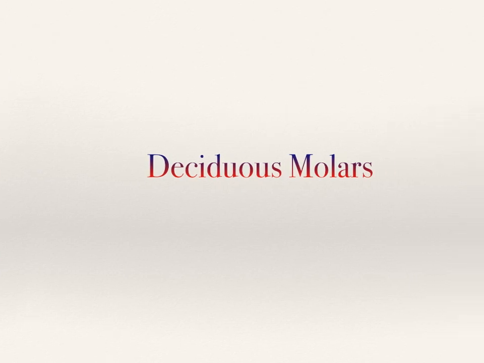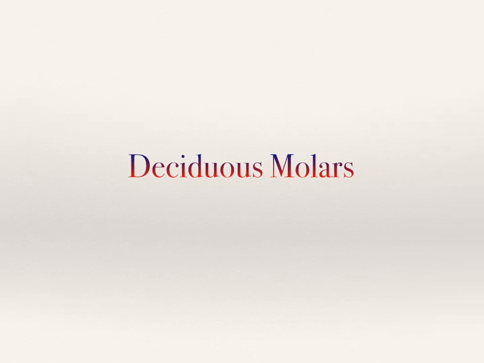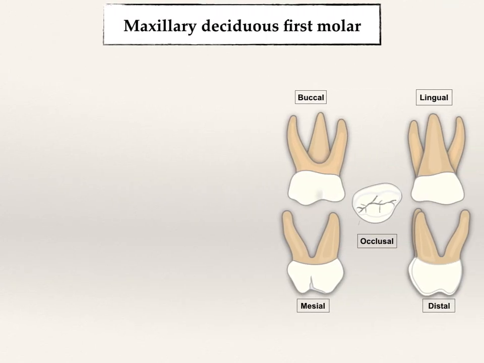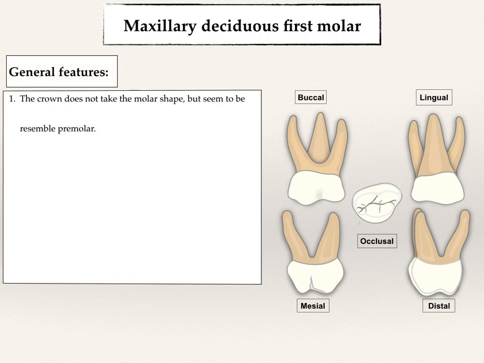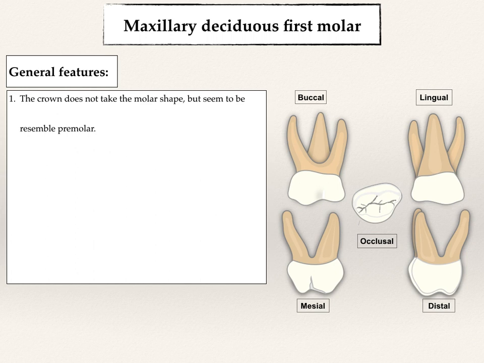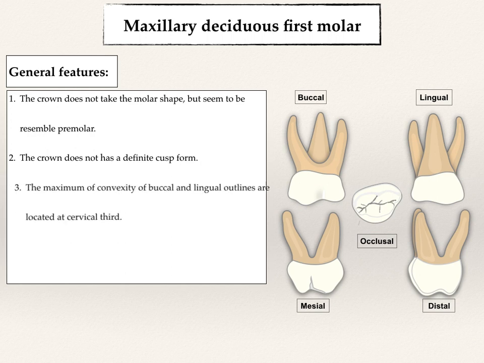Deciduous molar. Maxillary deciduous first molar. The crown does not take the molar shape, but seems to resemble a premolar. The crown does not have definite cusp forms. The maximum convexity of both buccal and lingual outlines is located at the cervical third.